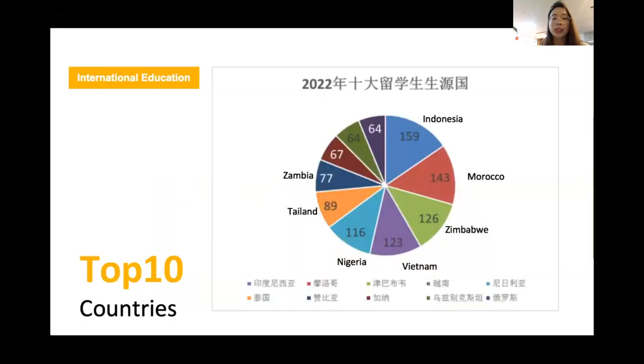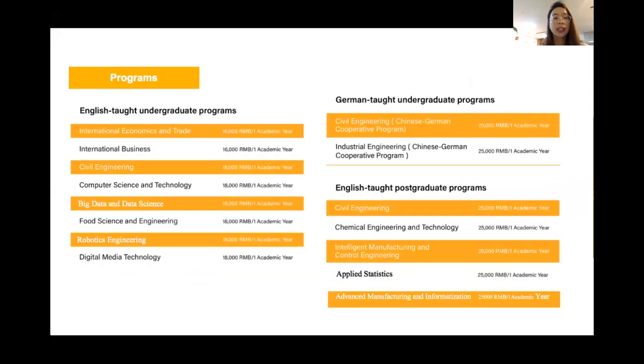In the year of 2022, the nationalities of our international students, we can see and the largest proportion of international students come from Indonesia, then Morocco, Zimbabwe, Vietnam, Nigeria, Thailand, Zambia, etc. But anyway, we can see the nationality is very diversified here. And in total, we have, as I have mentioned, 114. These are the majors, and we will go through one by one.